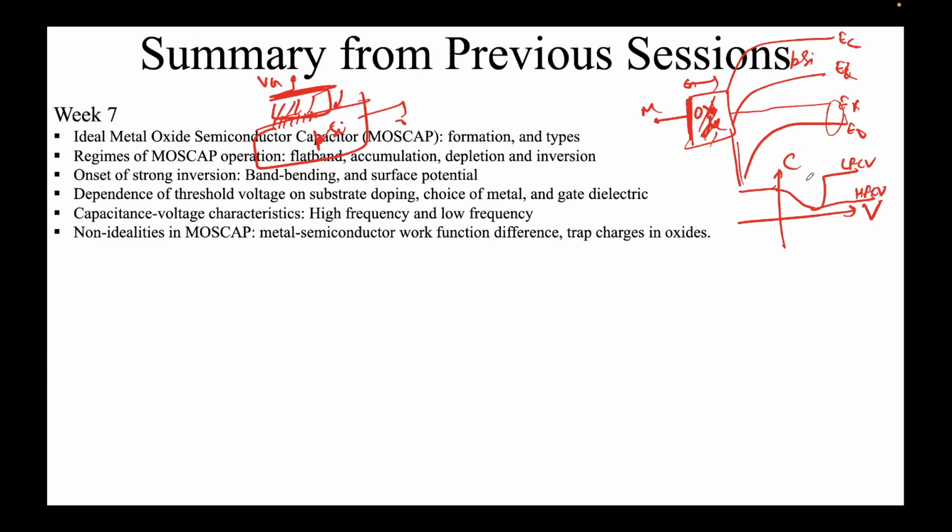So these are some characteristics that we see. Then we see some non-idealities, that is the metal and semiconductor work function need not be the same, so we need to apply some voltage, and there are some charge traps.